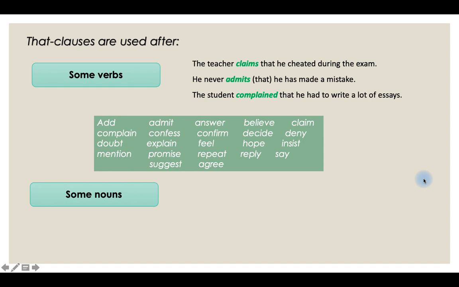So if we translate those sentences in Turkish, let's look at the first one. Sınavda kopya çektiğini öğretmen iddia ediyor. What about the second one? Hata yaptığını itiraf ediyor.